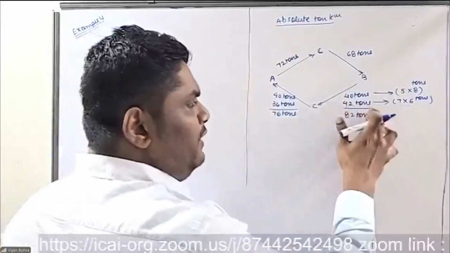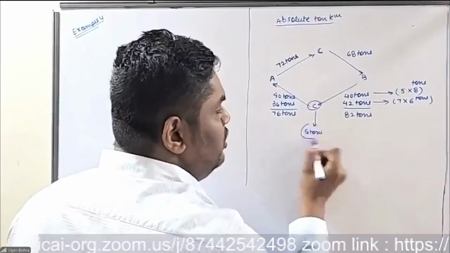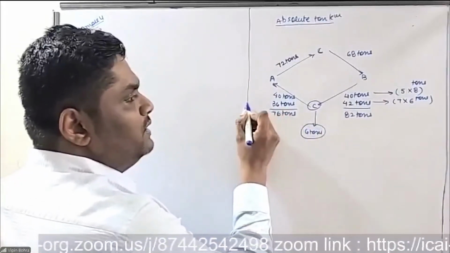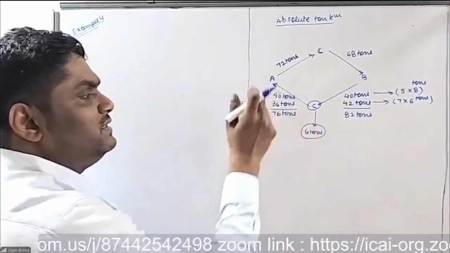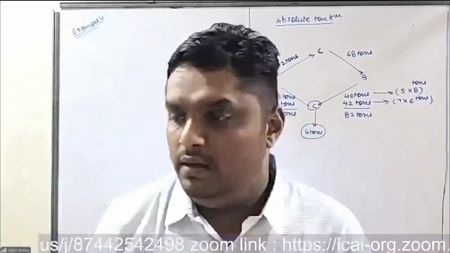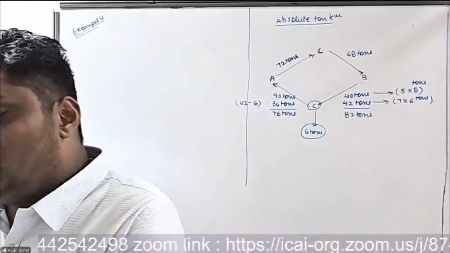But out of these 42 tons, they unloaded 6 tons at city C. So it means we are left out with how much? 42 minus 6. Only 36 tons were transported from C to A. Now, if you have any doubts in this part, you guys can please post your queries.